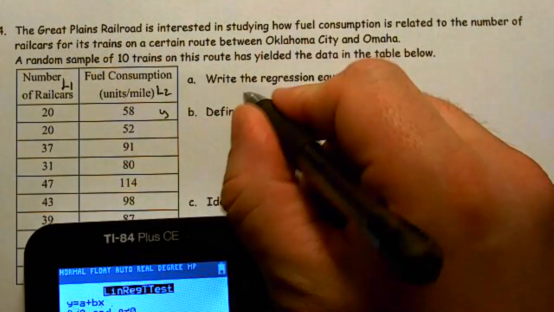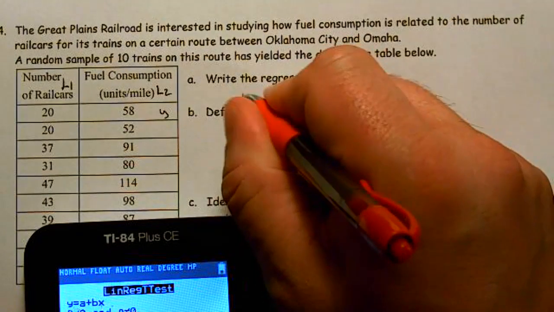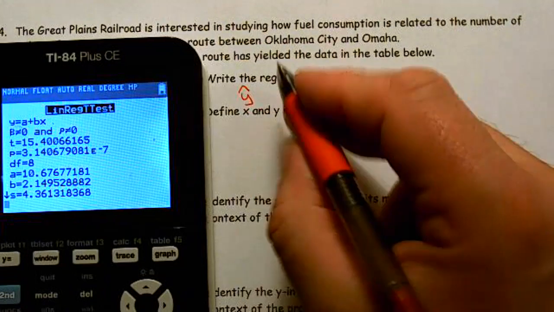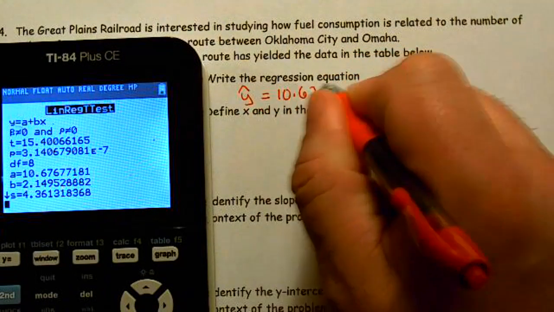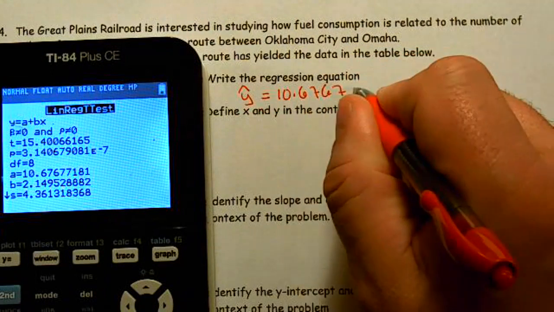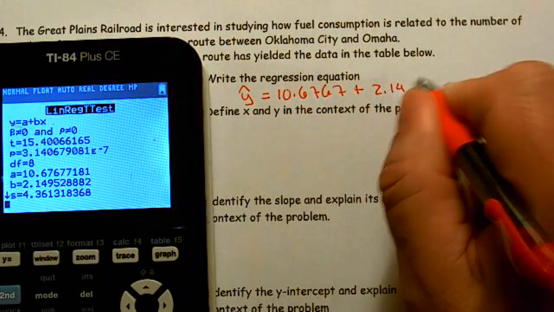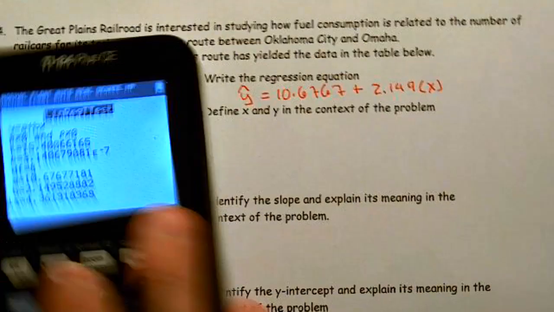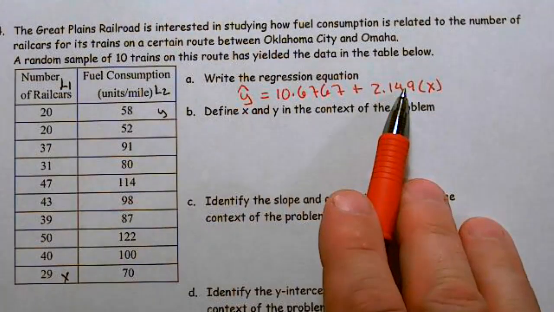So my regression equation, oops, I want to get a red pen, is going to be y hat, make sure that that's a hat, equals 10.6767 plus 2.149x.